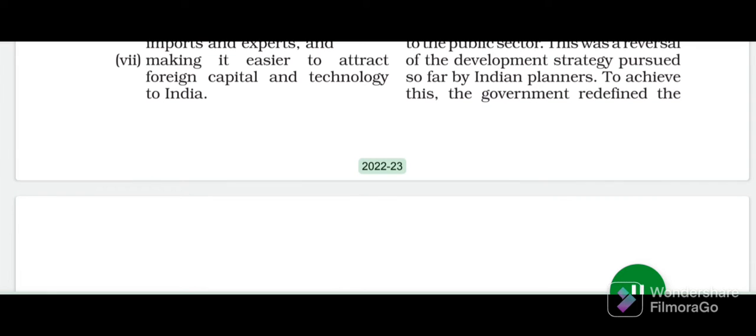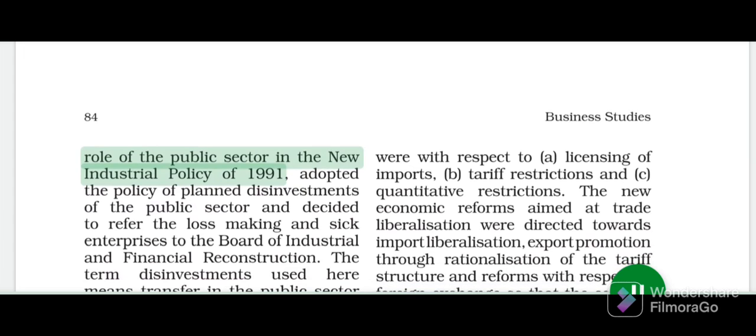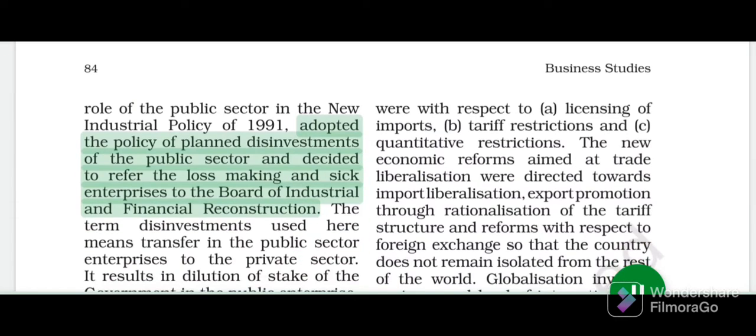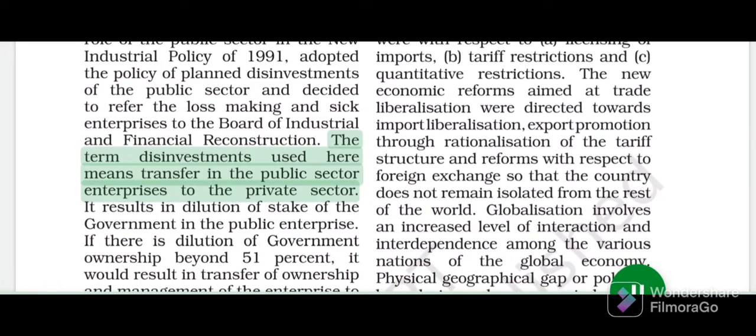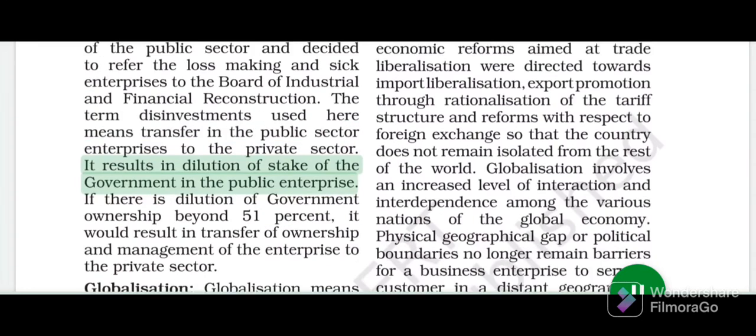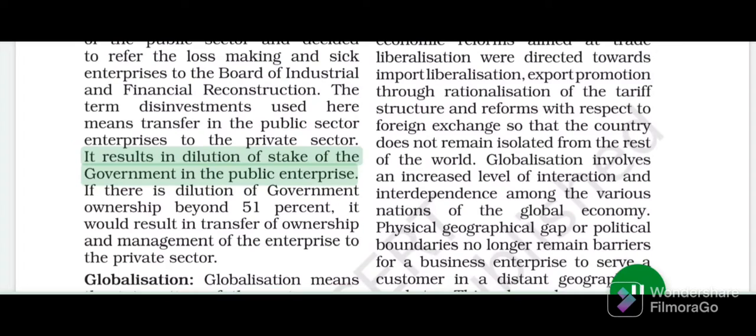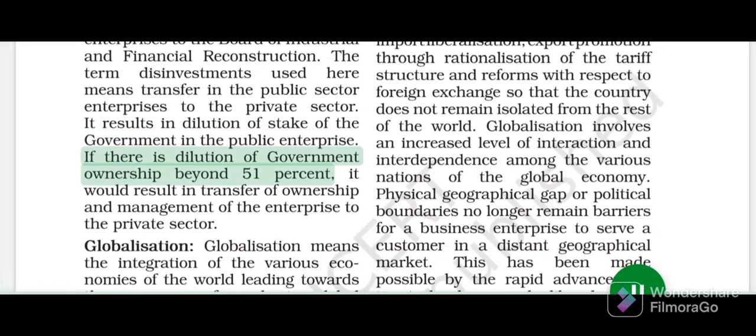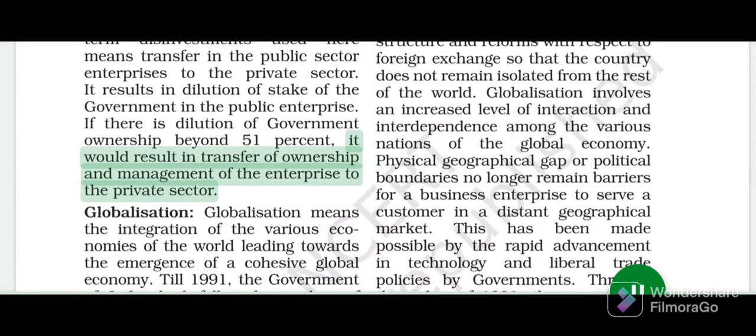Role of the public sector in the new industrial policy of 1991, adopted the policy of planned disinvestments of the public sector and decided to refer the loss-making and sick enterprises to the Board of Industrial and Financial Reconstruction. The term disinvestment used here means transfer of public sector enterprises to the private sector. It results in dilution of stake of the government in the public enterprise. If there is dilution of government ownership beyond 51%, it would result in transfer of ownership and management of the enterprise to the private sector.